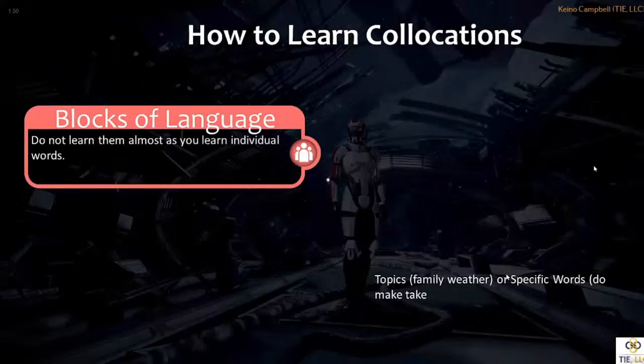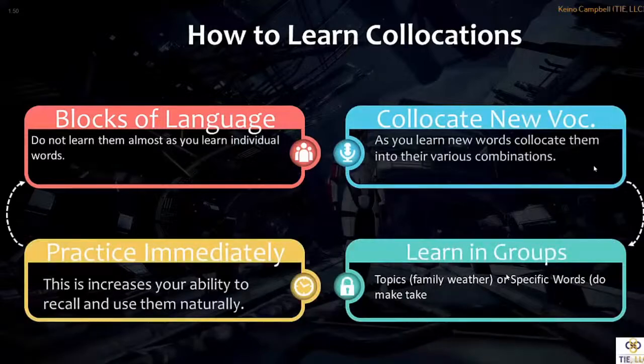How do you really learn collocations? Well, you really learn them in blocks of language. There actually are dictionaries and books that really just cover collocations. Whenever you learn new vocabulary, learn the different ways that new vocabulary is collocated. That's the best way. Practice immediately. When you learn collocations, practice using them throughout the day. If you do that, you'll learn how to use them. And learn collocations in groups, like family or weather, or learn them in terms of specific words: do, make, take.